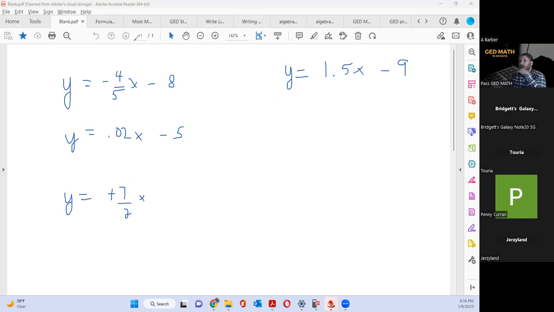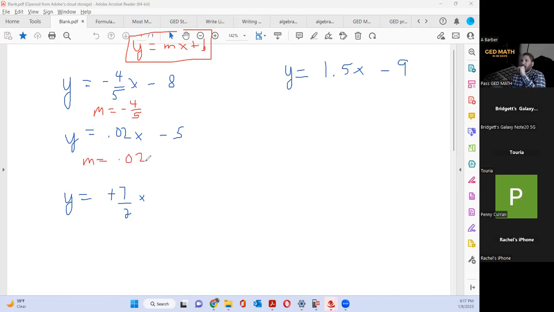What you should understand is that all of these equations are in slope-intercept form. Does everybody understand that? So all you're doing to identify the slope is identify what's in front of the x, right? So for number 1, y equals -4/5 x, what's the slope? Not 4/5. -4/5. For number 2, what's the slope?